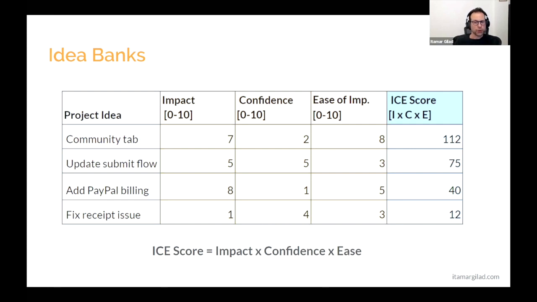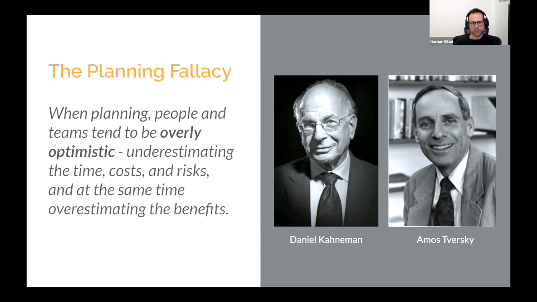Theoretically, impact and ease is all we need to go by. And a lot of people actually recommend doing an impact ease or impact effort analysis, but there is a problem. These two very famous psychologists identified it. It's called the planning fallacy. When planning, people and teams tend to be overly optimistic, underestimating the time, cost, and risk, and at the same time, overestimating the benefits. I don't know if this ever happened to you, if you ever fell in love with an idea or saw someone else fall in love with an idea, but what they are actually telling us is that we're very bad at judging impact and ease. And just relying on our intuitions will send us down the wrong path.